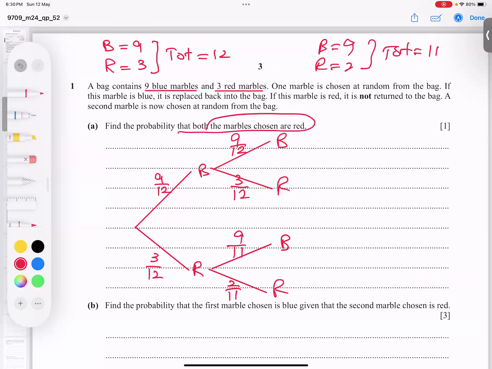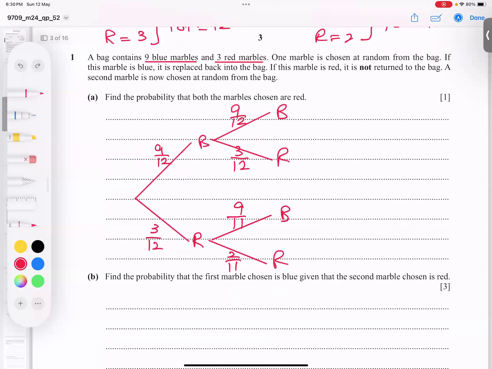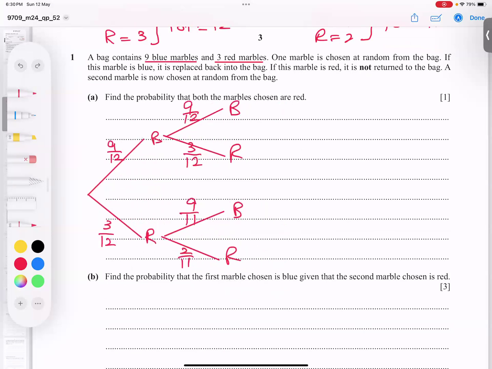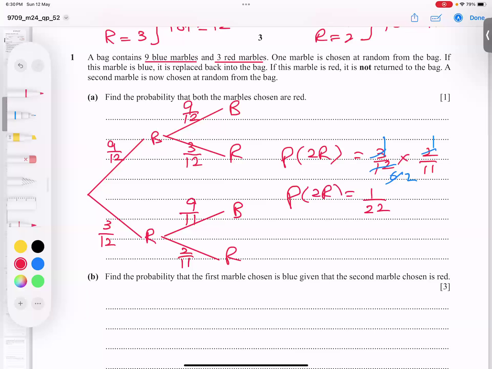What is it asking for as the final probability? Both marbles are red. It means we talk about this branch. Actually, this diagram may help in the second question. That is why I have taken extra time to solve it. So the probability of 2 reds is 3 out of 12 into 2 out of 11, which gives 1 over 22. This is the chance of 2 red balls, and I believe the point is clear.